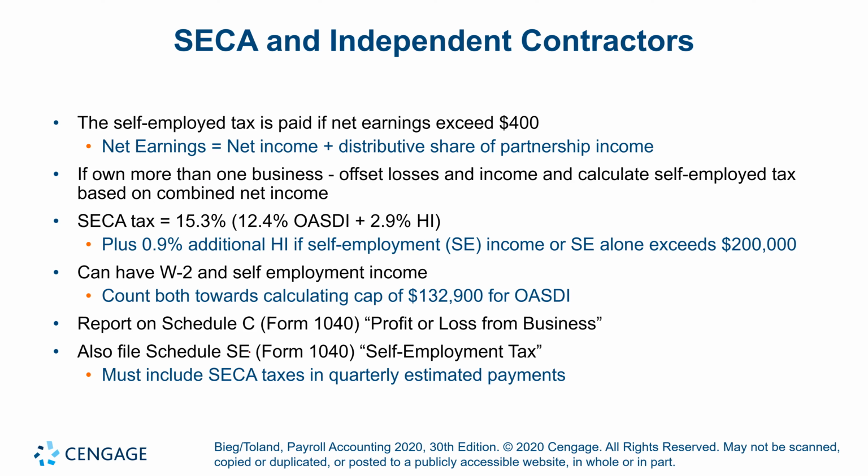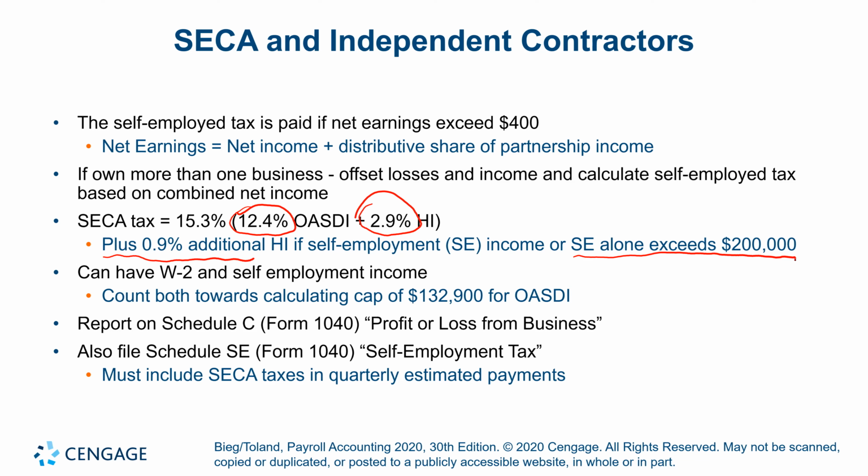Self-employed tax is 15.3%. And again, that's the 12.4% they've got to pay in for Social Security, plus the 2.9% they've got to pay in for Medicare. And just like employees, they're also subject to an additional 0.9% if their self-employed income exceeds 200,000.